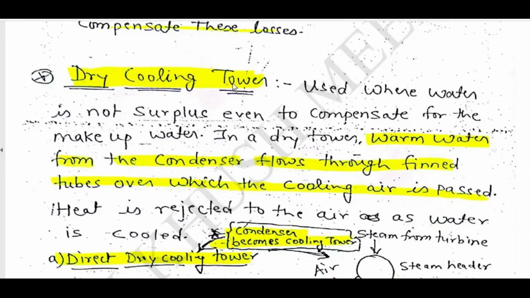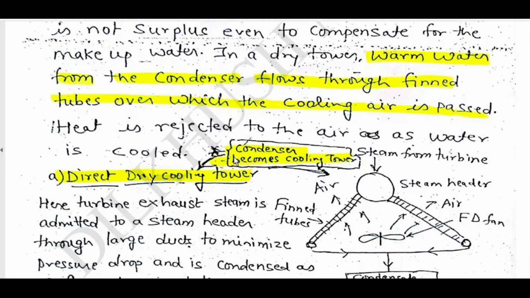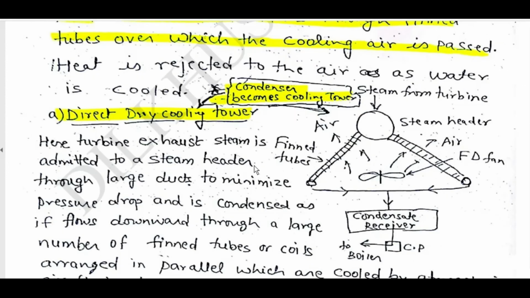Dry cooling tower is used where water is not surplus, even to compensate for makeup water. In these towers, warm water from the condenser flows through fine tubes over which cooling air is passed. Heat is rejected to air as water is cooled. Steam from turbine, steam header, FD fan, direct dry cooling.